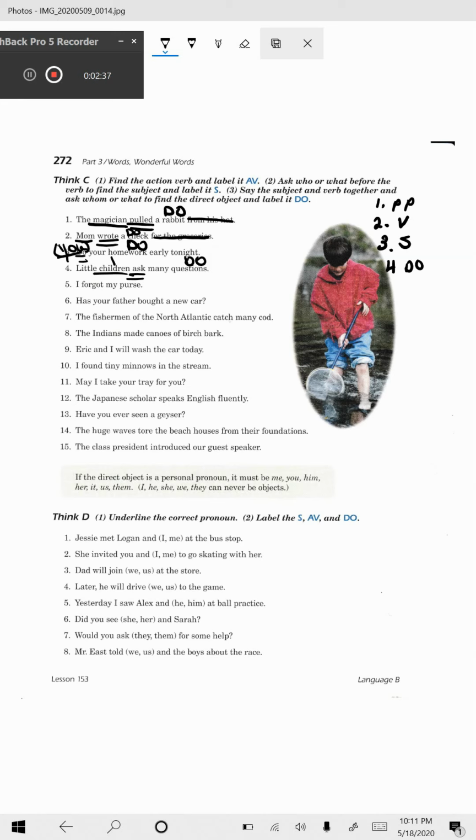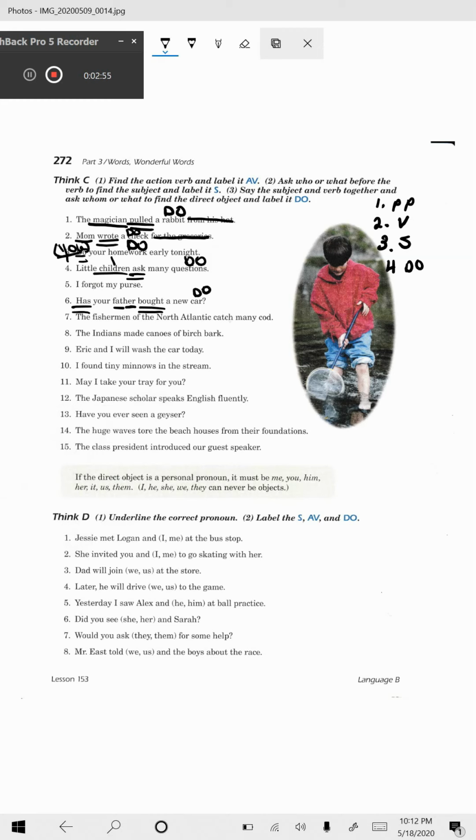Has your father bought a new car? All right, no prepositional phrase. Verb, has bought. And remember, this is a question, so the verb is going to wrap around the subject. Who bought? Father. And what did he buy? A car.